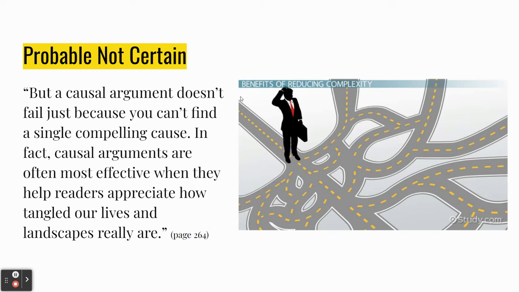Just because there's not a single compelling cause doesn't mean the argument has failed. It means you're showing complexity, and the more complex the situation is, the more you have to work to untangle things and make things simple for the reader. And so always remember your goal is to reduce the complexity, and your goal is to make the relationship as clear as possible for your reader, even though it may not be a perfect situation.